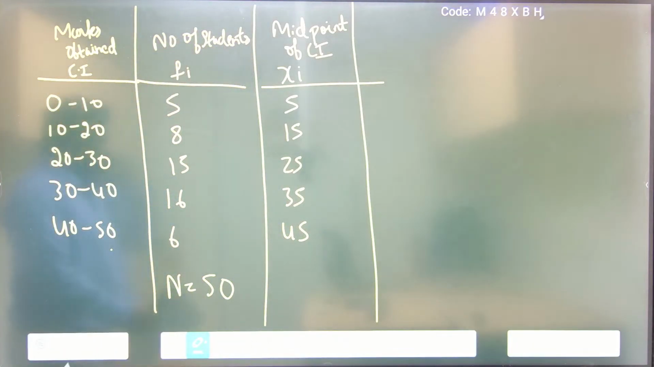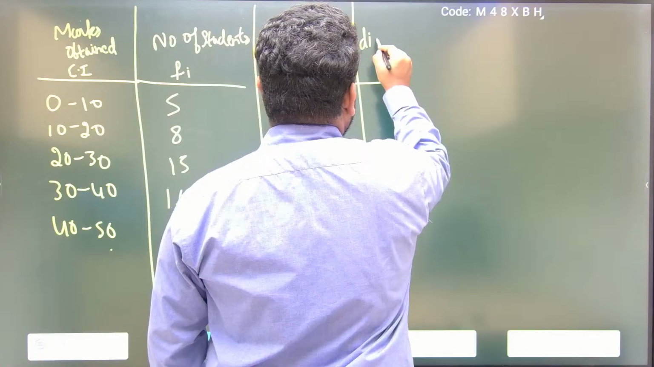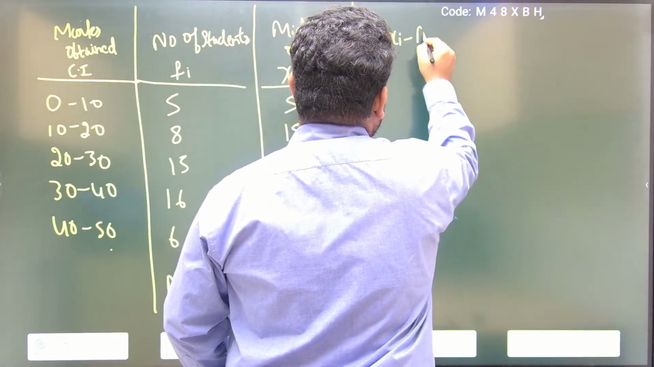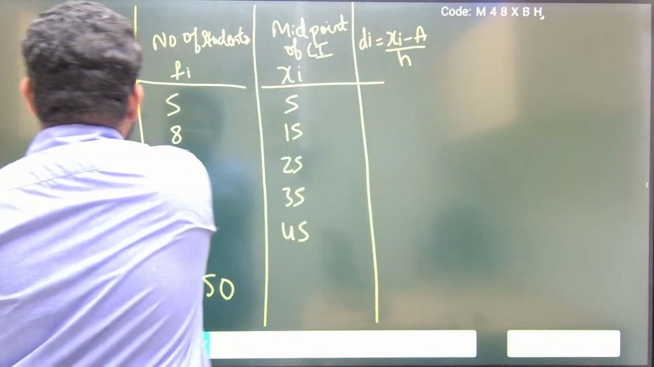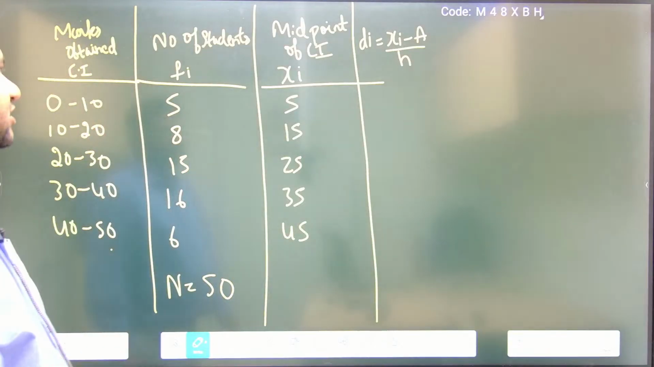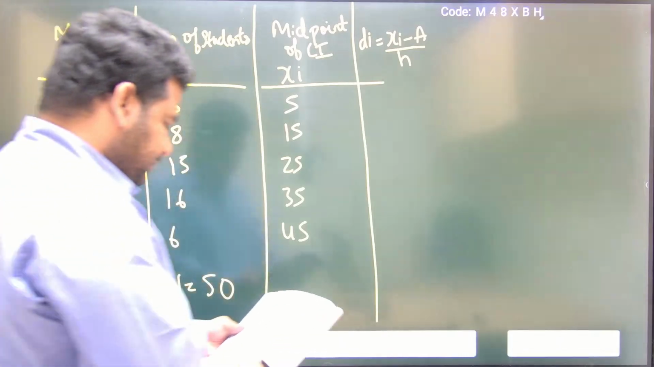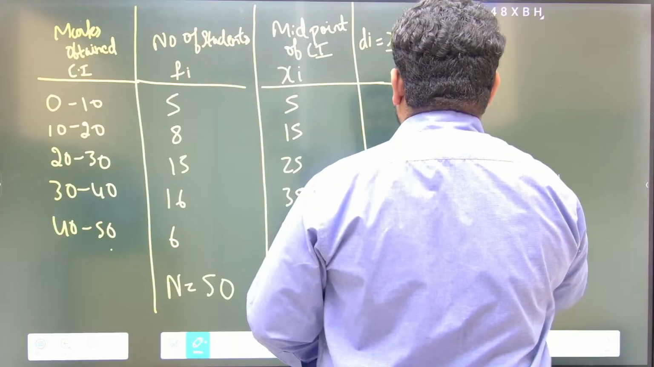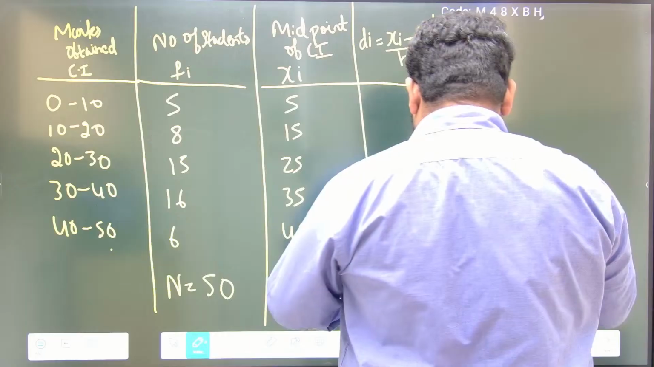Now we have to find the deviation. To find the deviation we have the formula di is equal to xi minus a, divided by h. h means the length of the class interval, and a represents the assumed mean. So first let me complete the table. We will have di, then fi di.